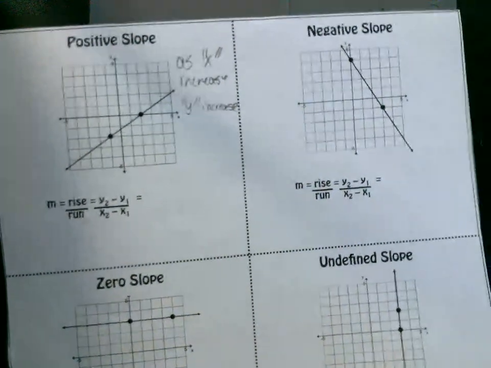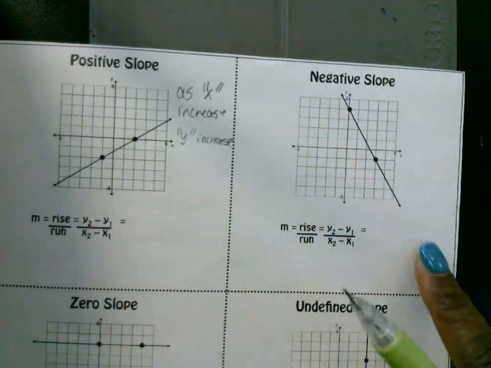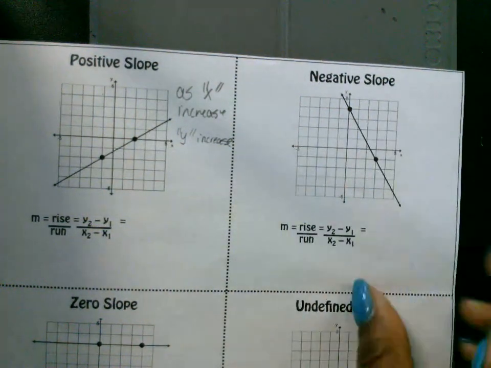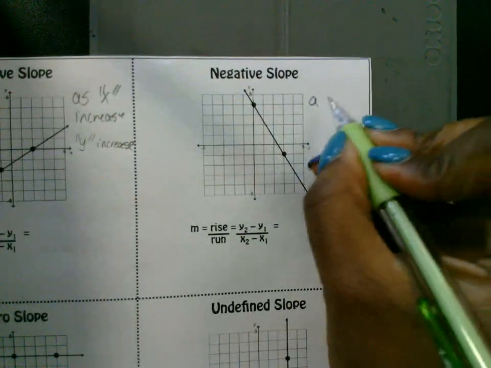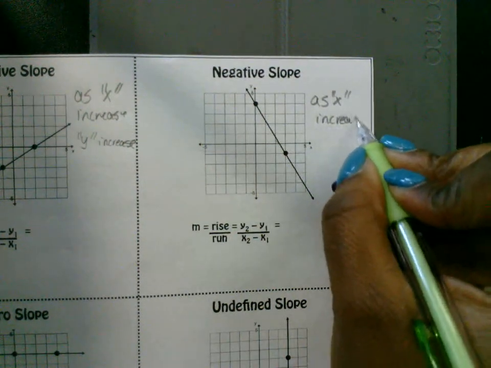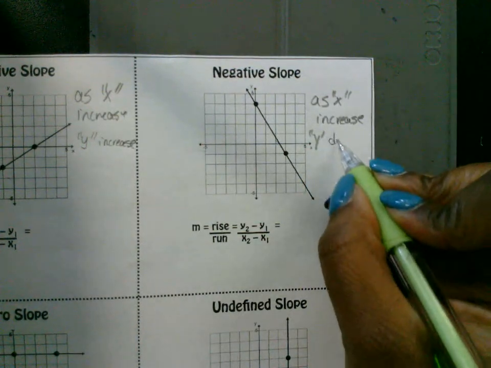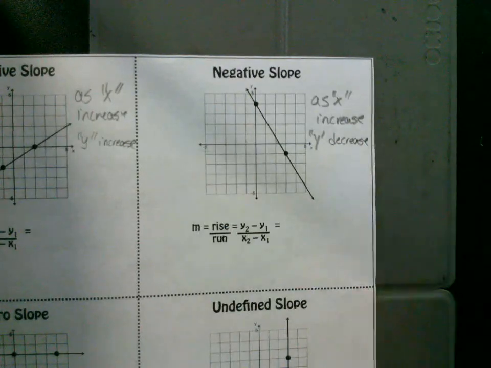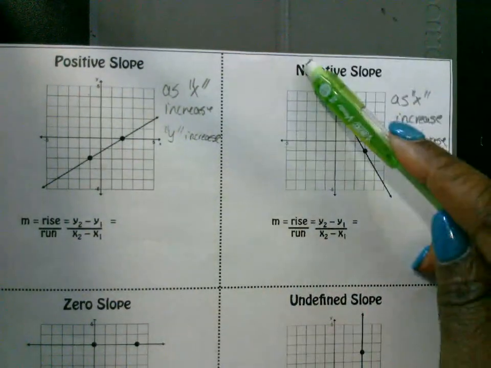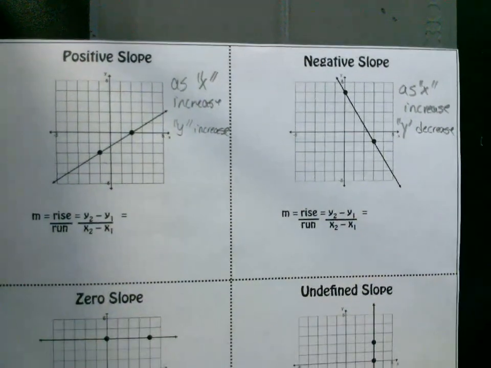Let's look at negative slope. What's the difference between this line and this line? This line is going up. This line is going down. So x is still going to increase, because you always read from left to right. As x increases, what's happening to y? Y is decreasing. So the difference between these two lines: this line is going up, this line is going down. The up line has a positive slope, the down line has a negative slope.